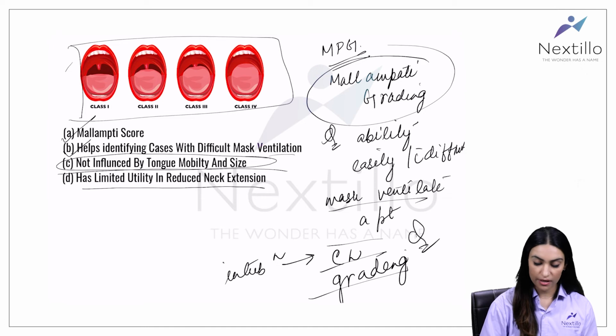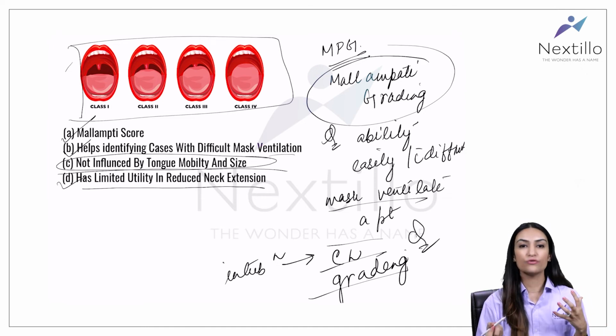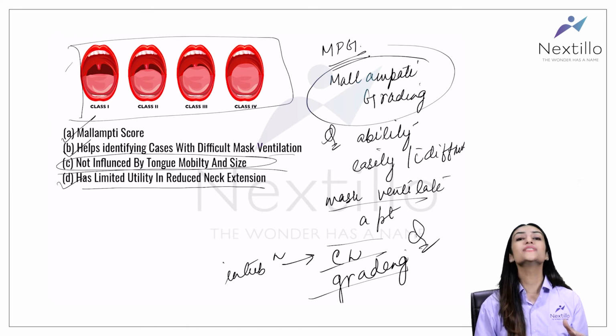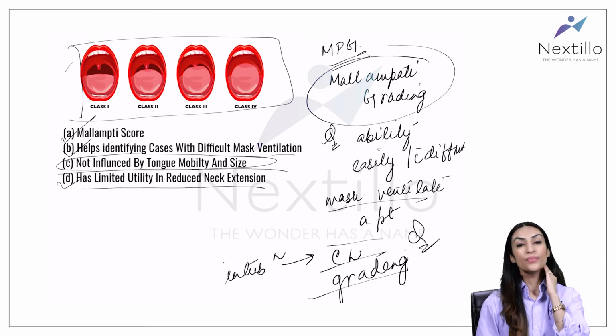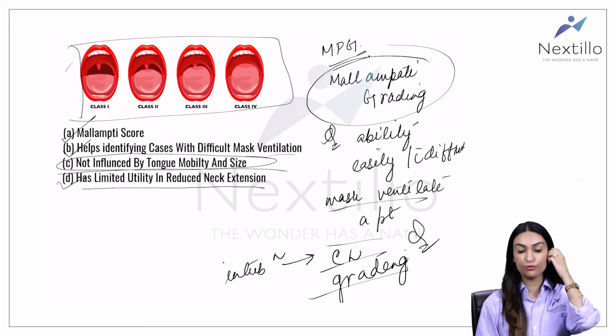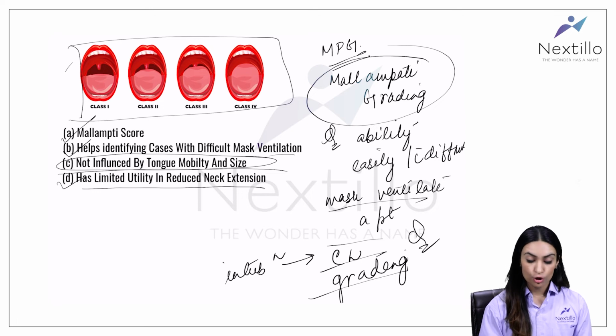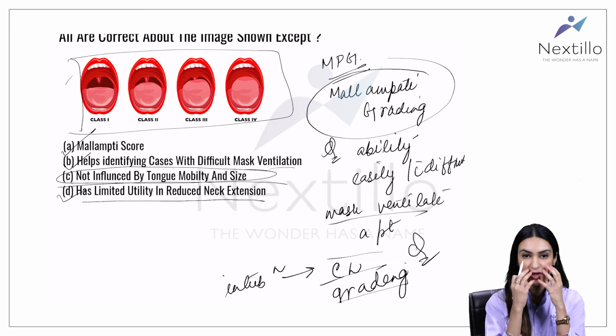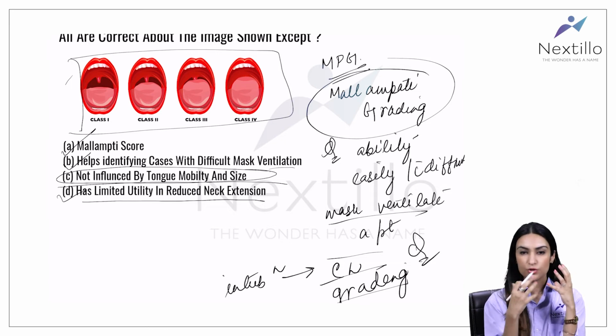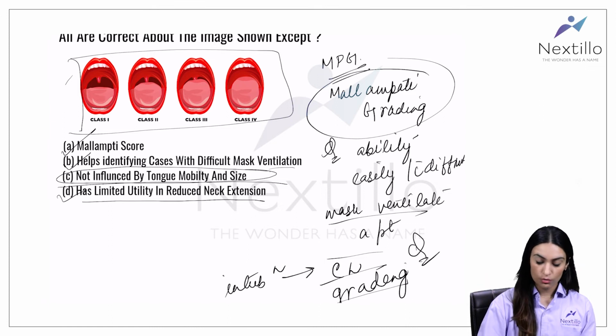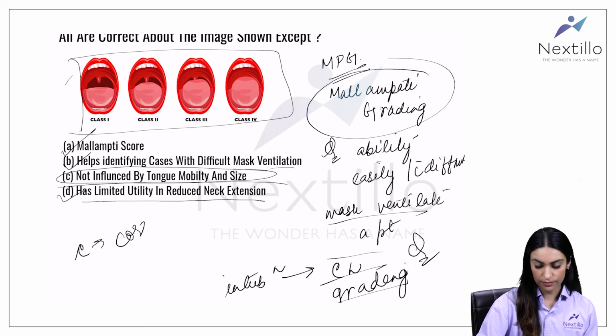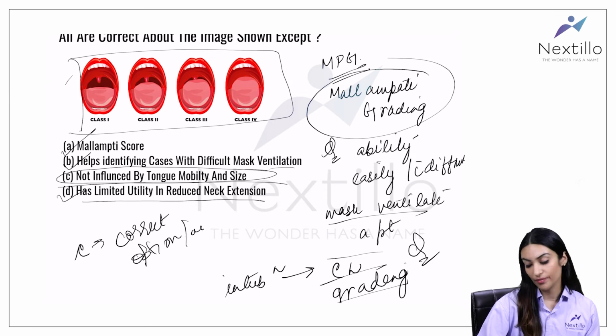Has limited utility in reduced neck extension. See, if the neck extension is not adequate, and the patient is not able to move his or her neck, then this entire grading is useless for you, because it is going to be a difficult patient for you to mask ventilate, because to mask ventilate you also require to tilt the head. You require the patient to extend over here and have a position which is known as the sniffing position. We've read about that in our previous lectures. So of course it's going to be useless for you, even if the patient has an adequate mouth opening and you can see all the structures, but has a limited neck extension. Not of much use. So looks like C is the correct option here.